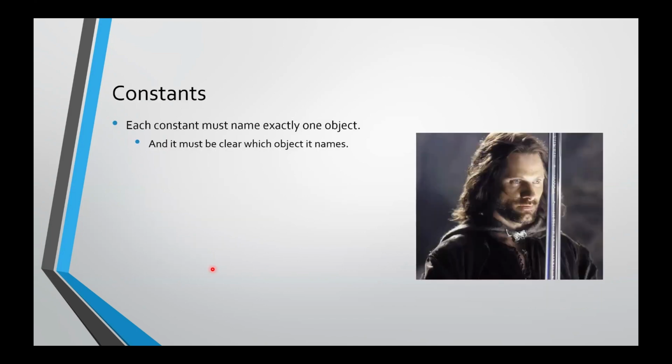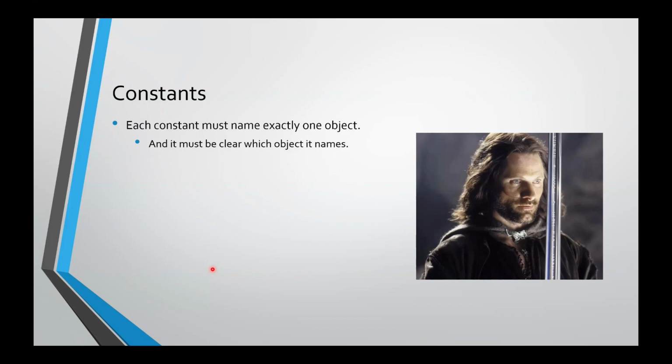Now, with constants, each constant has to name exactly one object. It always needs to be clear which object it names. So if you just have a constant like, say, g is guy with sword, well, in a lot of universes of discourse, there's going to be more than one guy with a sword. So it's not clear which object it names. Person holding sword is properly speaking a predicate because there's more than one of them, again, in many universes of discourse. So again, that would mean that the constant would be referring to more than one object.